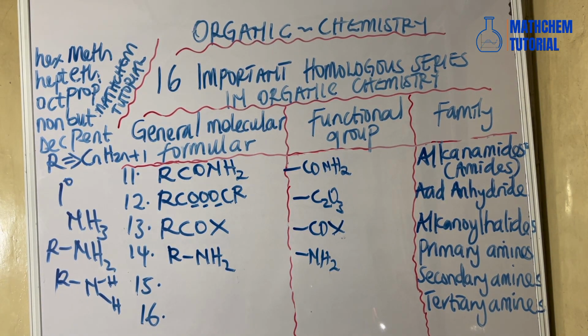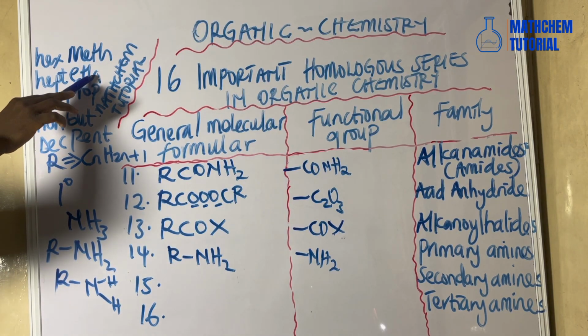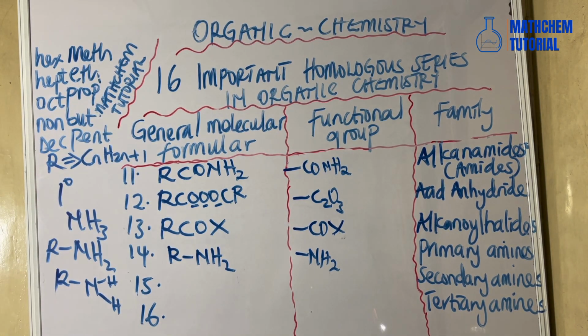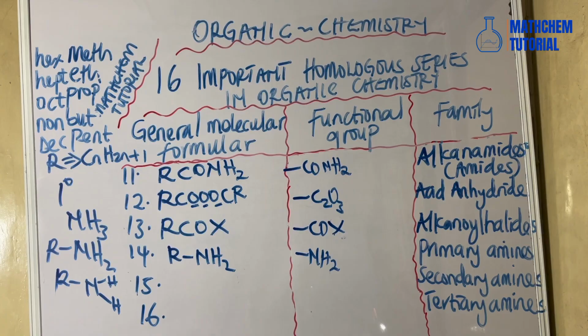So now, what about the name? Let's assume that this R here is ethyl, that is C2H5. So what's going to be the name? The name is going to be ethylamine. So that's going to be the name for that. And what about if this R is butyl? That's going to be what? Butylamine. You get that now. So let's go to number 15.